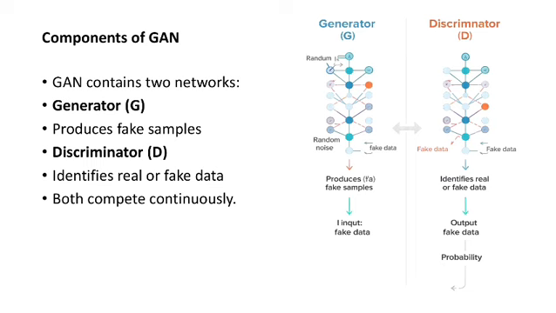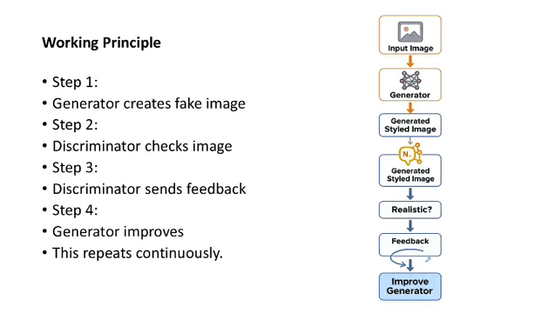The next slide is working principle. The working principle of GAN follows several steps. First, random noise is given as input to the generator. Then the generator creates a fake image or fake sample. After that, the discriminator receives both real data and generated fake data. The discriminator checks whether the data is real or fake and gives feedback. Based on this feedback, the generator improves itself and tries to generate more realistic outputs. This process repeats continuously until the generated images become very close to real images.